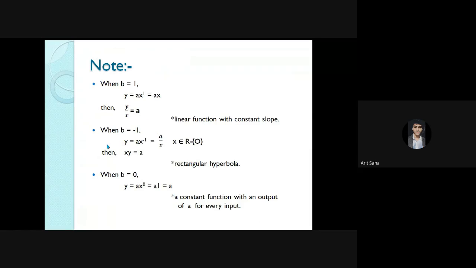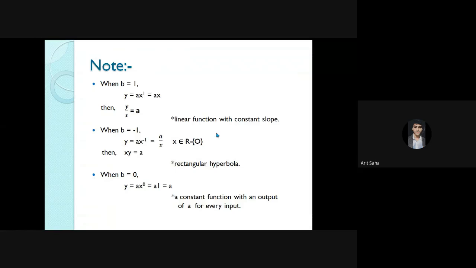So when b is equal to minus 1, y will be a to the power of 1/x, and x could be any real number but not 0, because if we take x equal to 0, it will not give any value of y but give us infinity, and it will have a constant area xy equal to a. It will create a rectangular hyperbola.